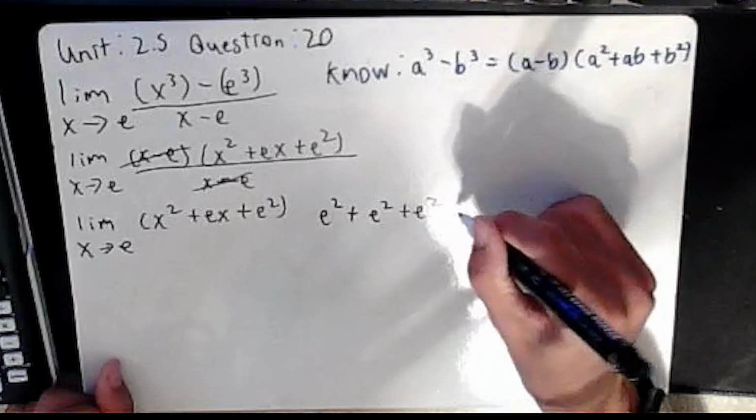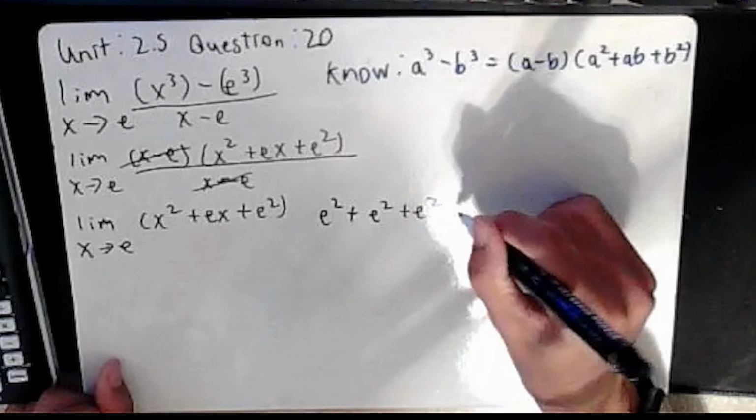So we know that this is the same as the derivative of x cubed, because that's our f of x, when x is equal to e. So we can just take the derivative of x cubed, and using the power rule, we get 3x squared. And then if we plug in e, we get 3e squared as our final answer.